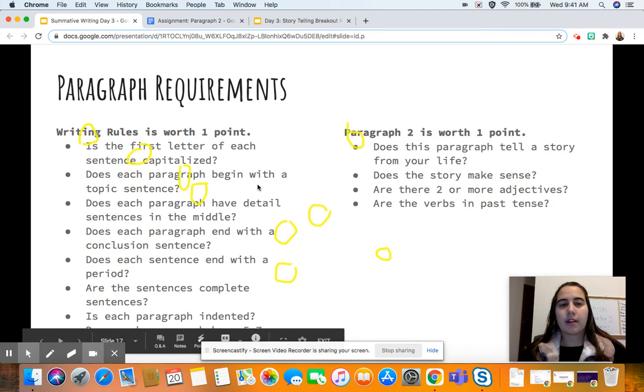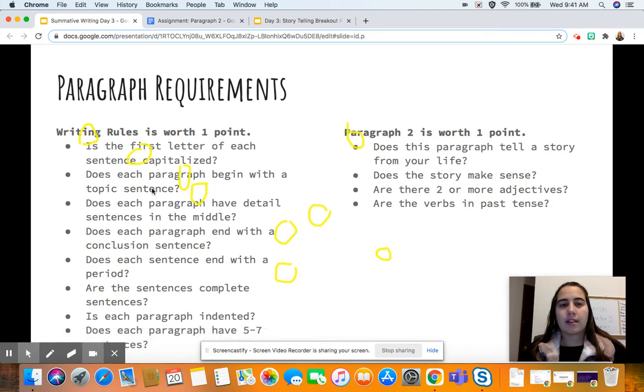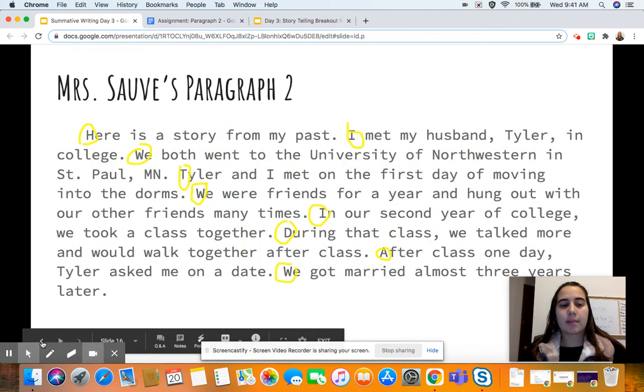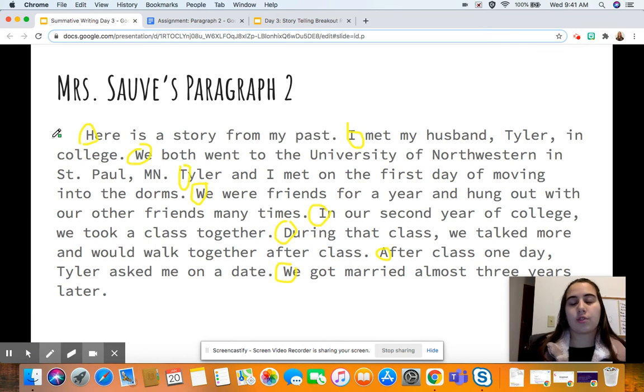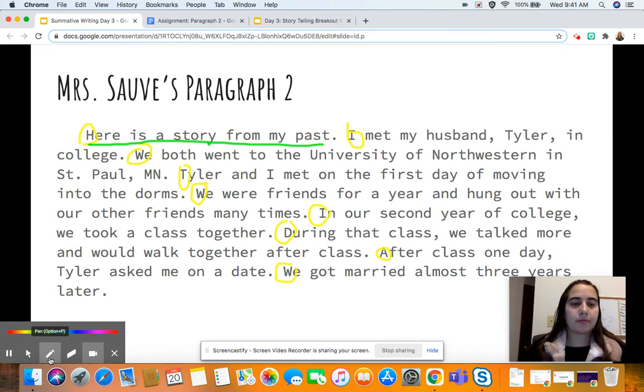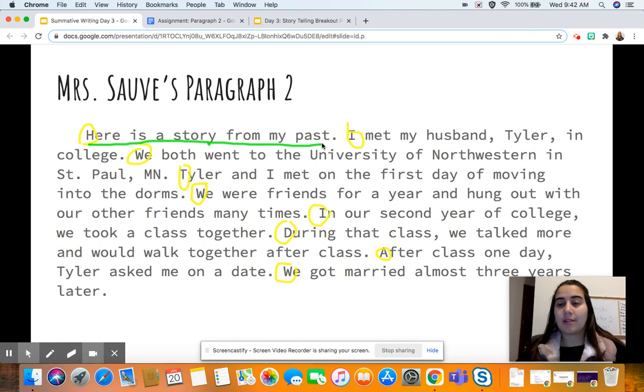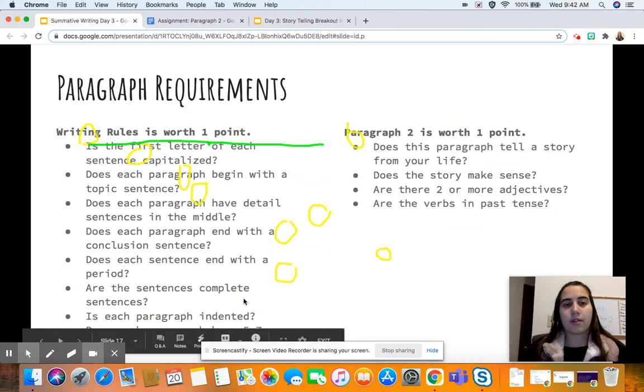Does each paragraph begin with a topic sentence? So let's see if there's a topic sentence here. Remember, a topic sentence introduces the paragraph to what we are going to be writing about. That's the first sentence of your paragraph, and it's kind of like the title or page of a book, telling us what we're going to be writing about. So this one says, "Here is a story from my past." Yeah, it's a great topic sentence. It leads you into telling you about the story.